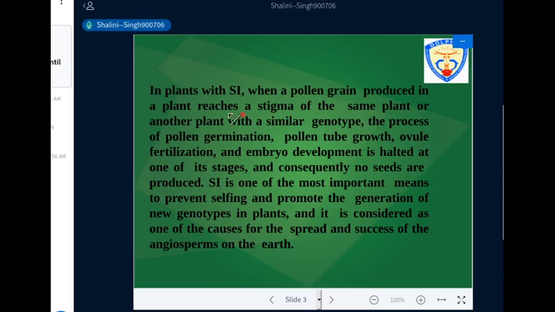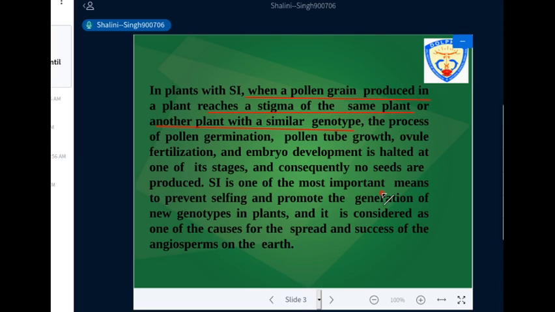In plants with self-incompatibility, when a pollen grain produced in a plant reaches a stigma of the same plant or another plant with a similar genotype, the process of pollen germination, pollen tube growth, ovule fertilization, and embryo development is halted at one of its stages, and consequently no seeds are produced.